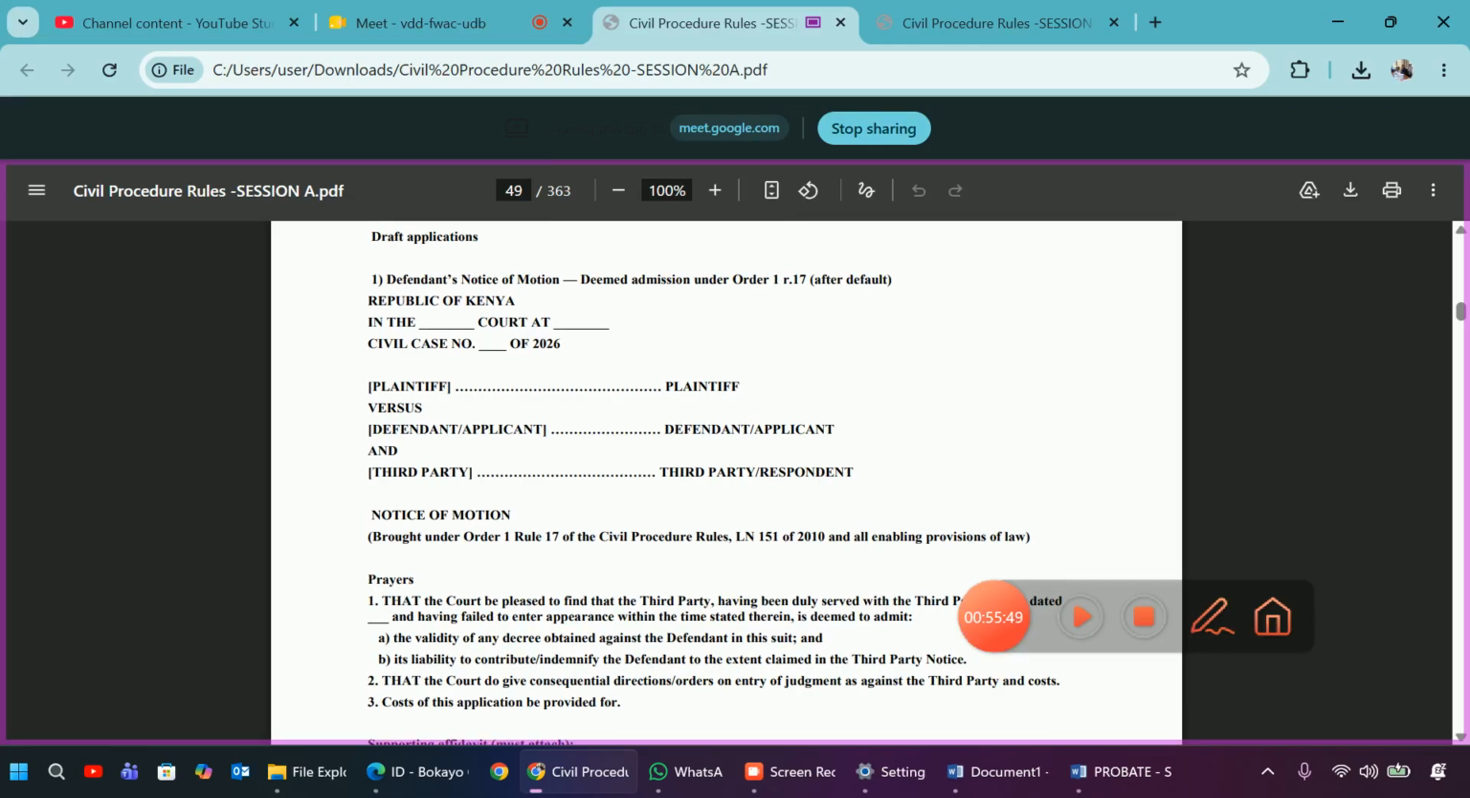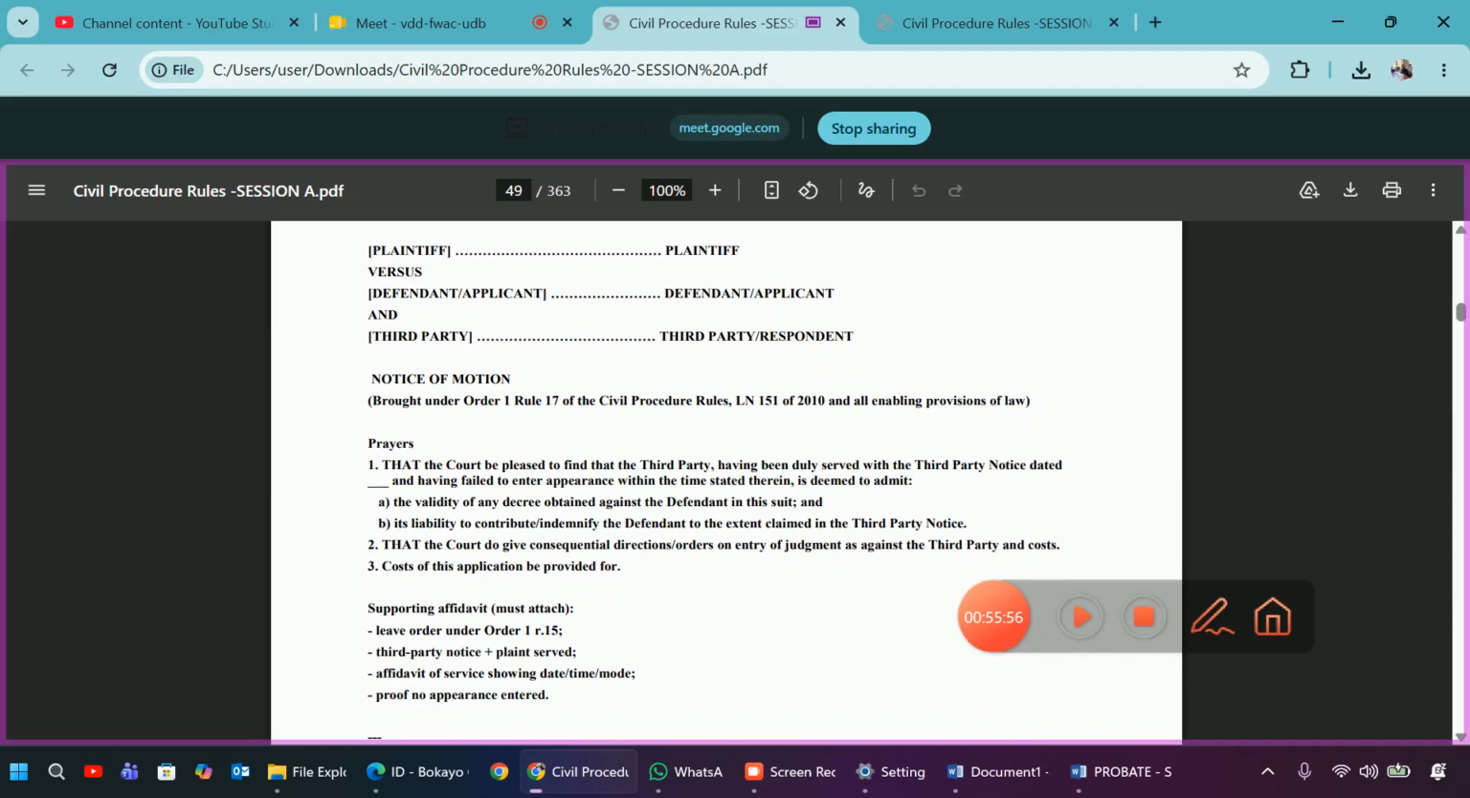So you bring an application under notice of motion being brought under Order 1, Rule 17 of the Civil Procedure Rules, where you will be seeking the prayers that the court be pleased to find that the third party, having been duly served with the third party notice dated this date, and having failed to enter appearance within the time stated therein, is deemed to admit, 1, the validity of any decree obtained against the defendant in this suit, and 2, its liability to contribute or indemnify the defendant to the extent being claimed in the third party notice. 2, that the court do give consequential directions and orders on entry of judgment as against the third party and cost.